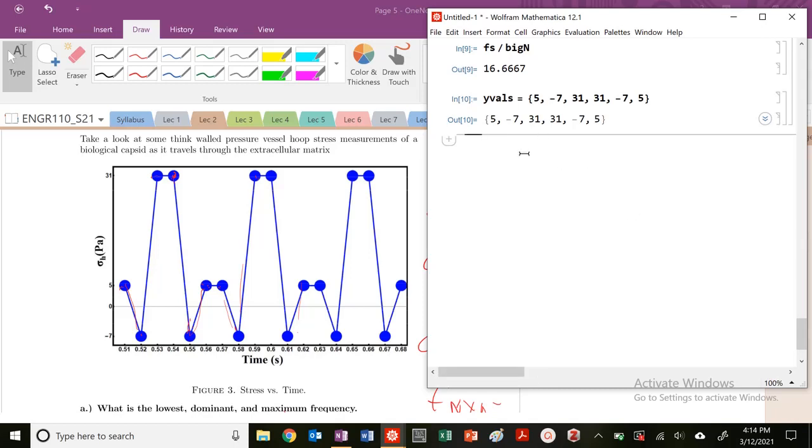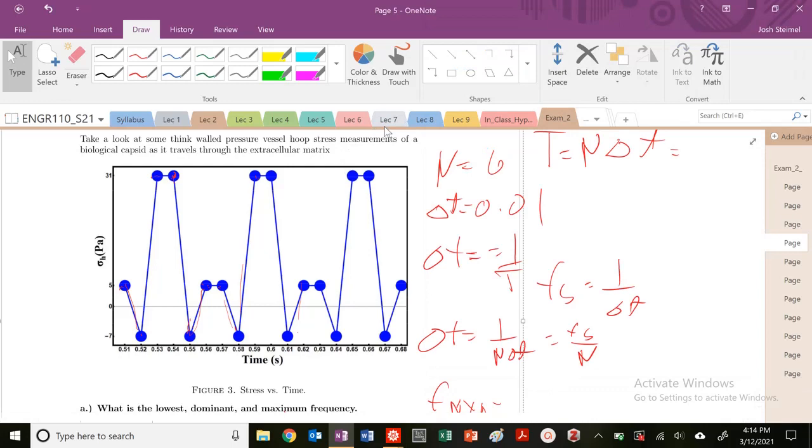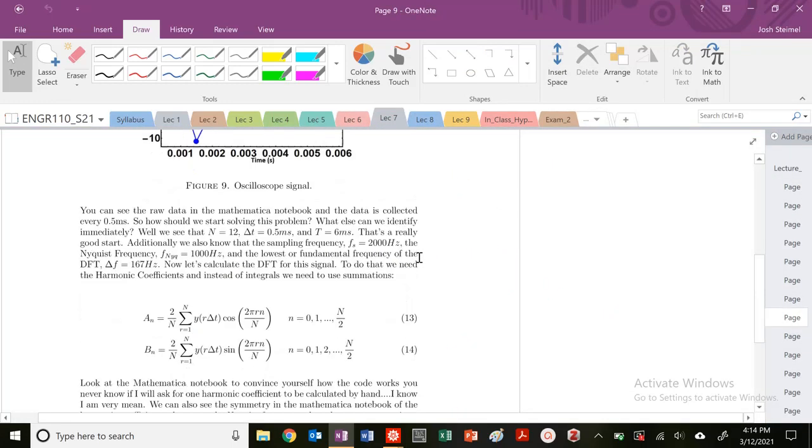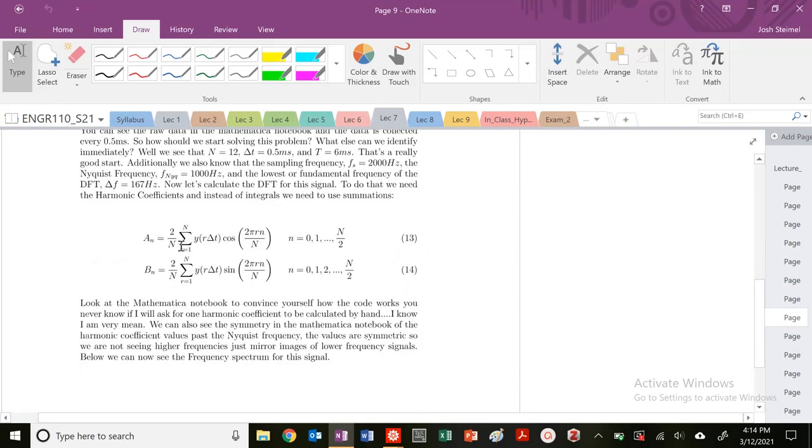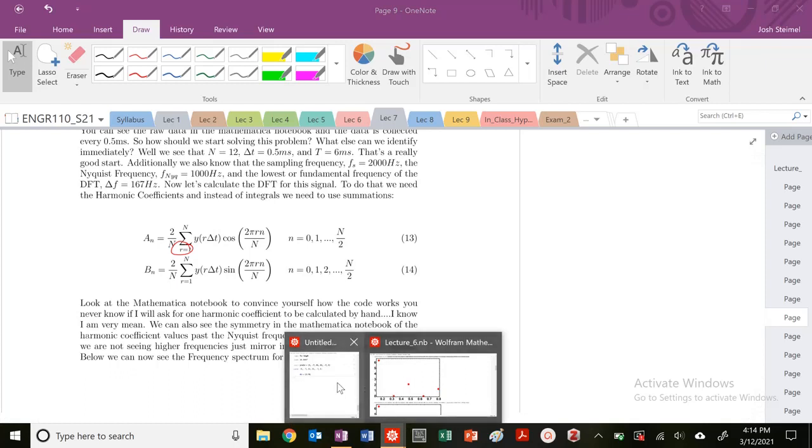Now I need to calculate my a sub n's. Remember, that was a little different from our discrete Fourier transform. So now we're going 2 divided by N times, and we need to write our table function. Let's remind ourselves of our discrete Fourier transform: 2 over N, and we're pulling in essentially these data points. What is my first data point? Y. What is my second data point? Y, et cetera.